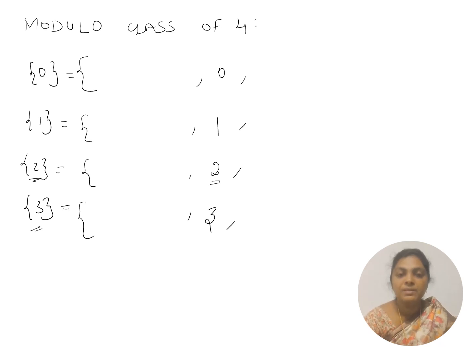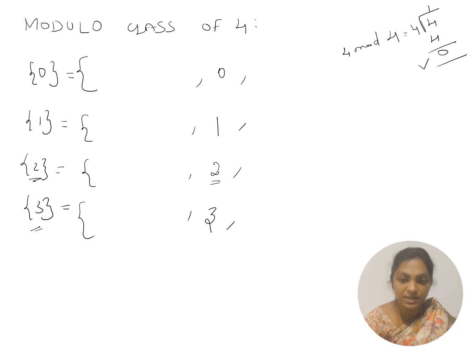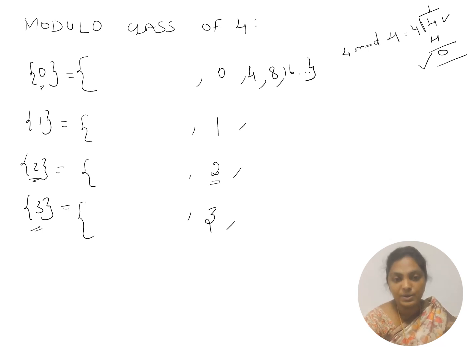Okay, so the next element is 4. When we do 4 modulo 4, what happens? We divide 4 by 4 and we get the remainder as 0. Since the remainder is 0, this value belongs to the residue class 0. Whichever are the multiples of 4, they all are going to give the remainder 0. So 4, 8, 16, likewise, the class values will go on.